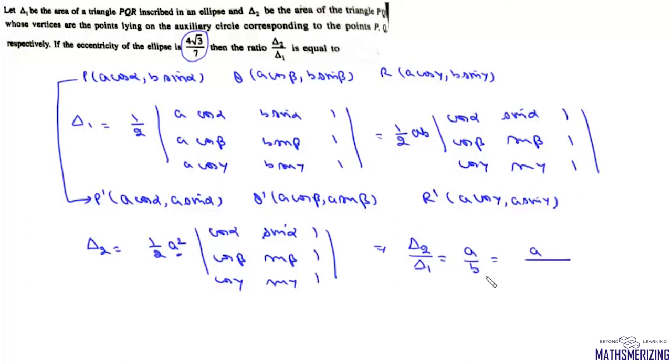Now we know that b square is a square into 1 minus e square. So here it will be a into under root 1 minus e square. So this a and a will cancel. So we'll get this result as under root of 1 minus e square. And what's e square? It'll be 16 into 3, 48, so it'll be 48 upon 49, and the result should be 7. So the ratio of areas of these two triangles is simply 7, and that is the answer to this question.